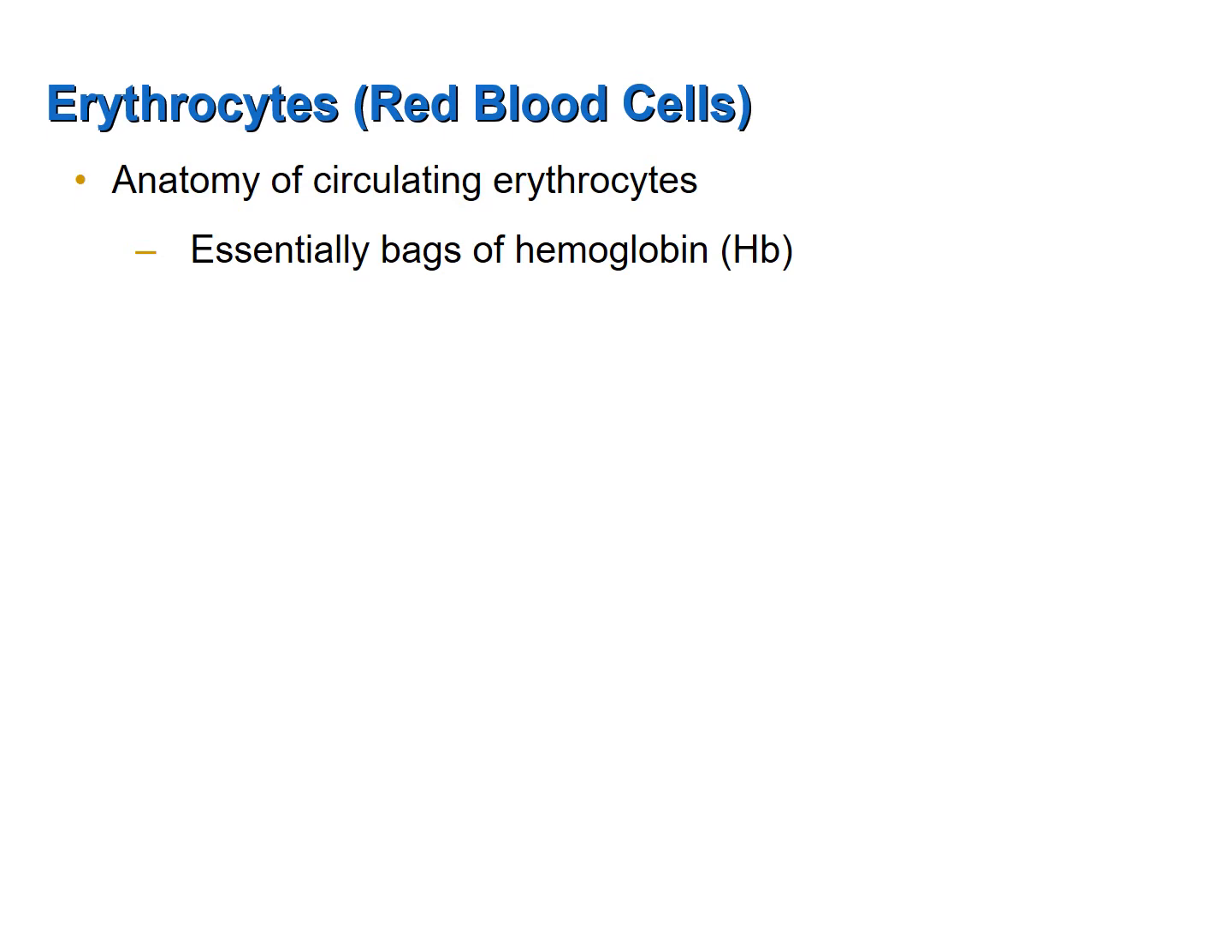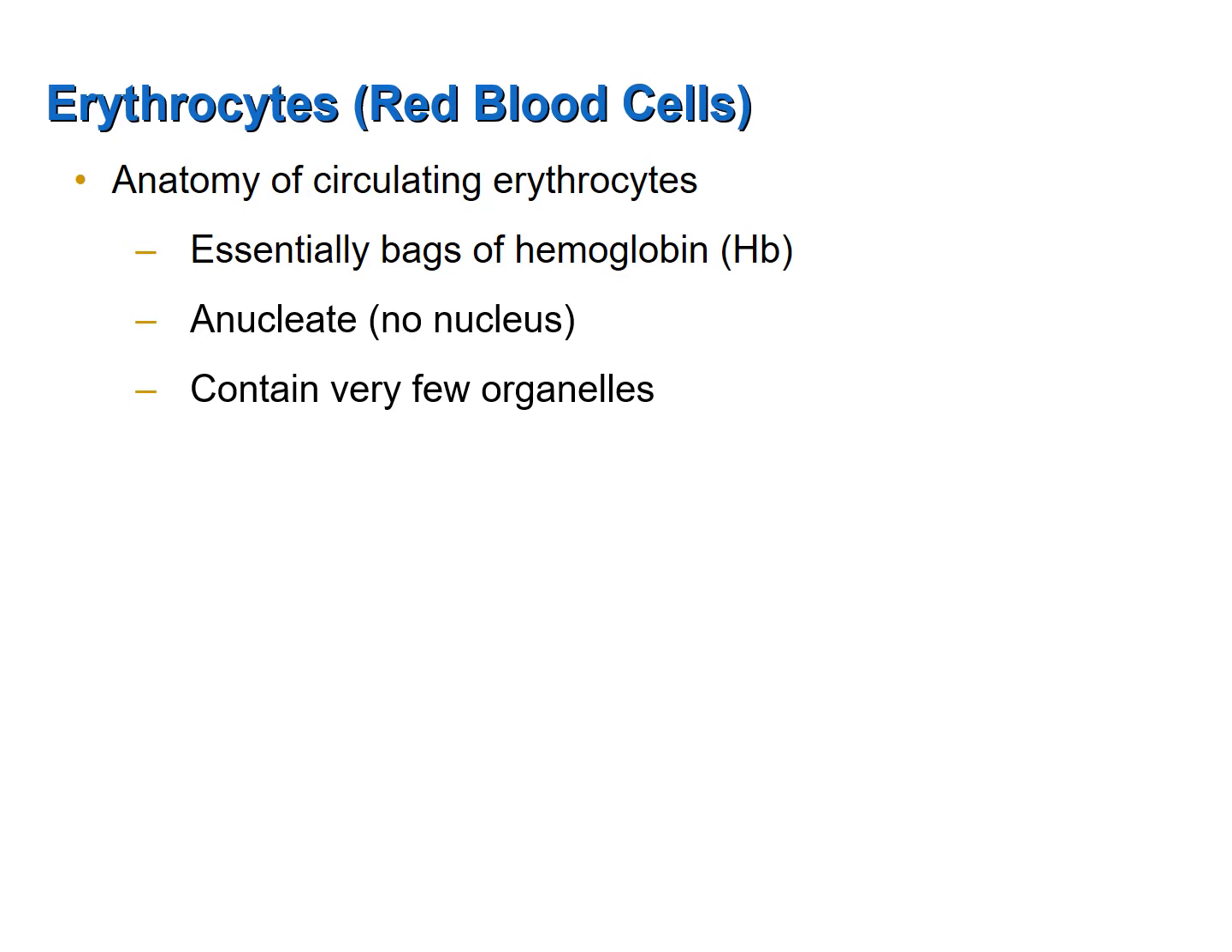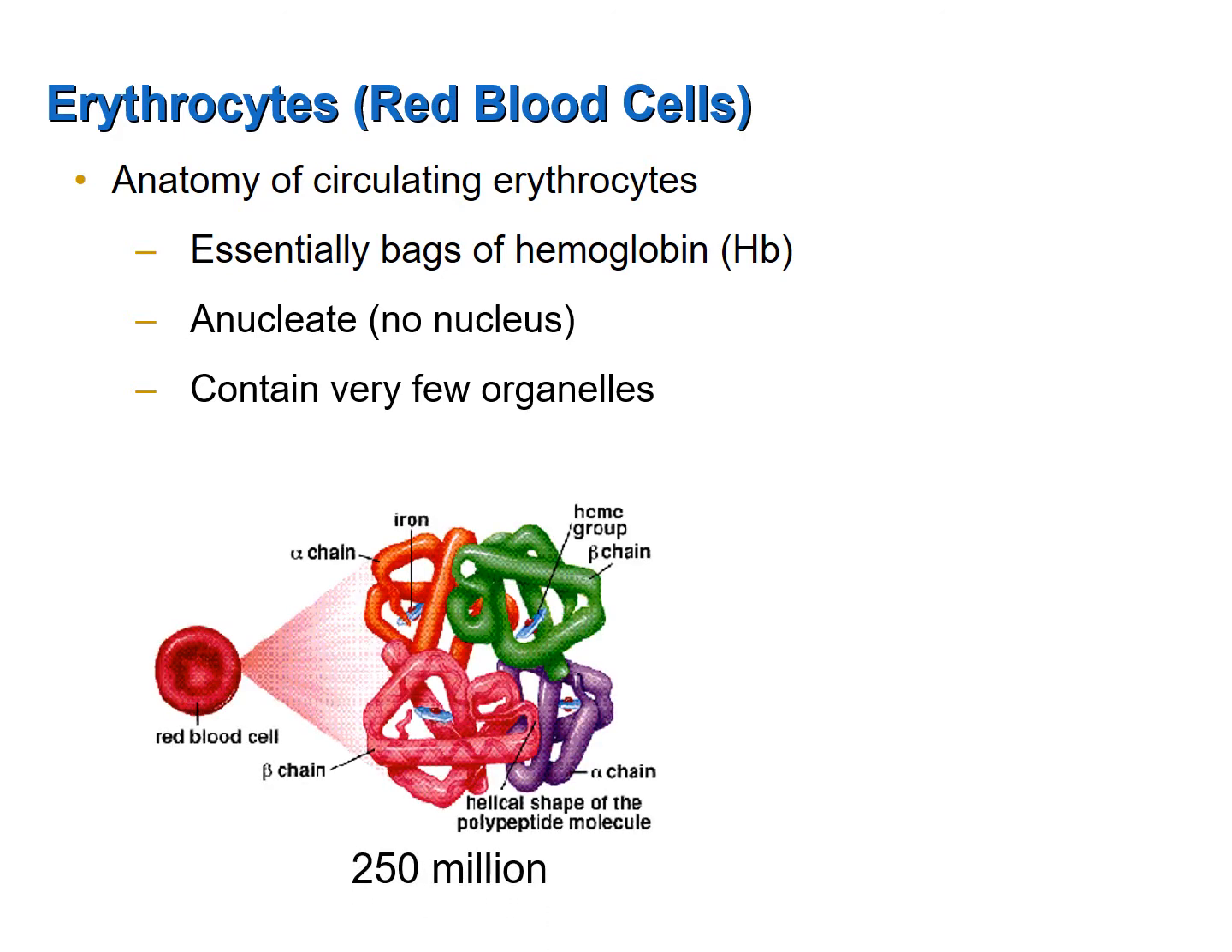A mature red blood cell is essentially a bag of hemoglobin. It contains no nucleus and very few organelles to provide maximum space for hemoglobin. Again, the red blood cell is a perfect example of how form is related to function, or how anatomy is related to physiology. The cytoplasm, since there are few organelles and no nucleus, is filled to the brink with hemoglobin molecules, roughly 250 million in fact.